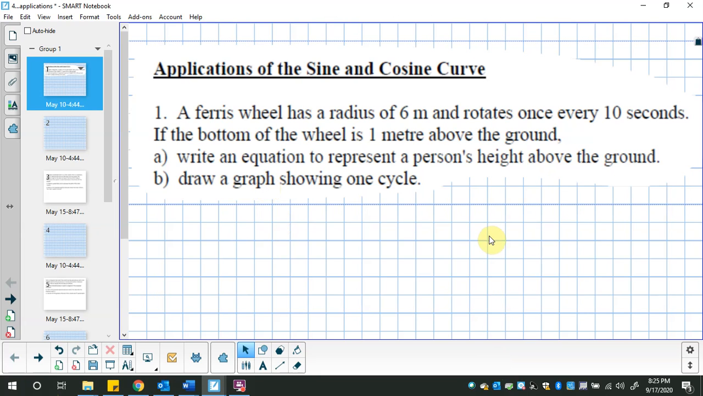So, for instance, let's see what's going on in this question. It says a Ferris wheel has a radius of 6 meters and rotates once every 10 seconds. If the bottom of the wheel is 1 meter above the ground, write an equation to represent a person's height above the ground, and also draw a graph / sketch showing one cycle. So you can do more than one cycle.